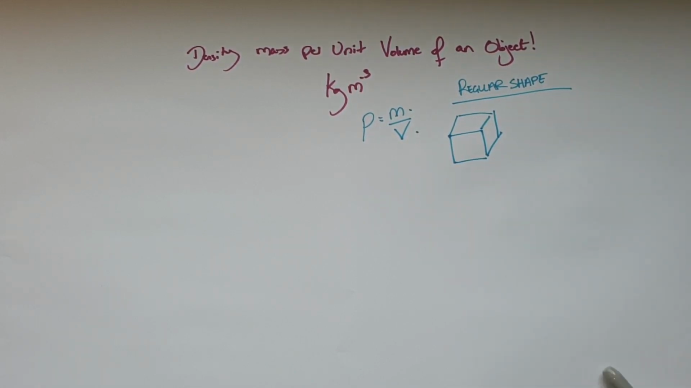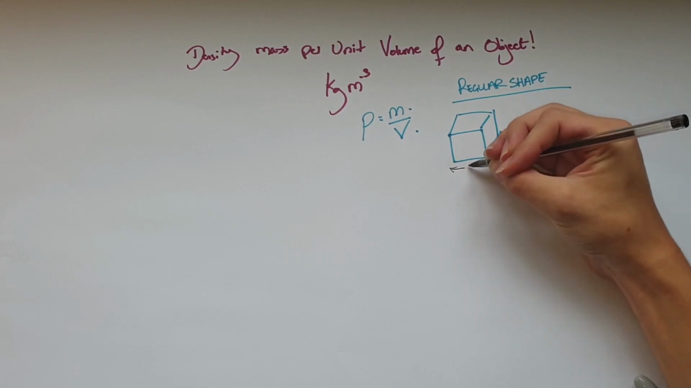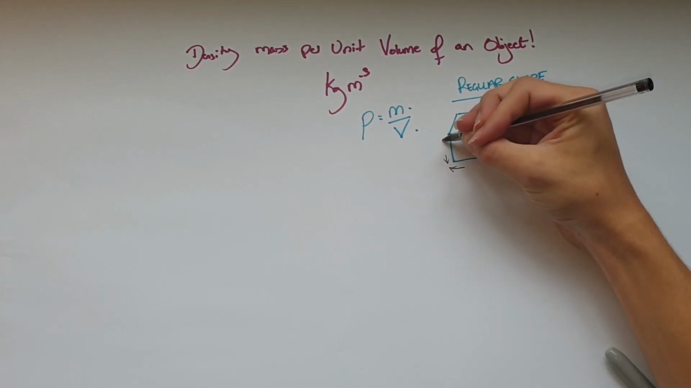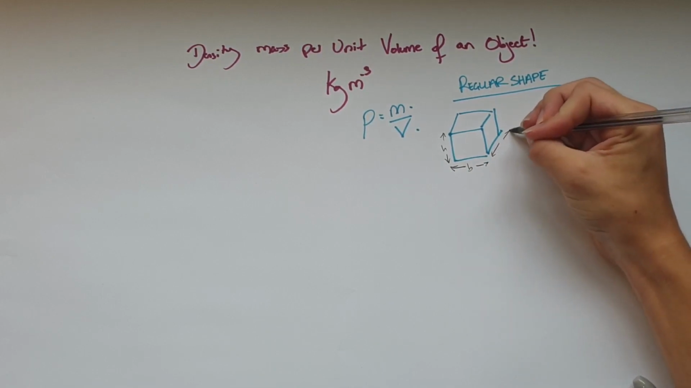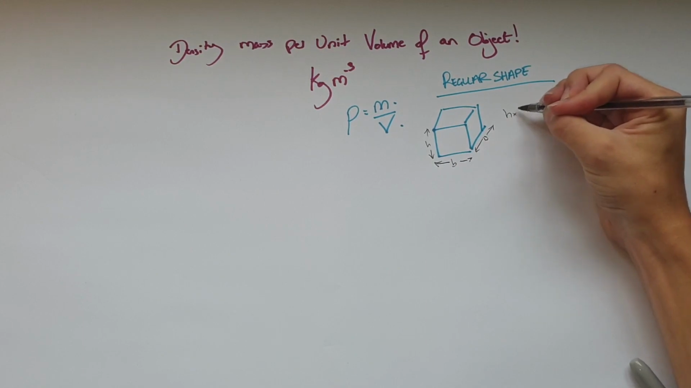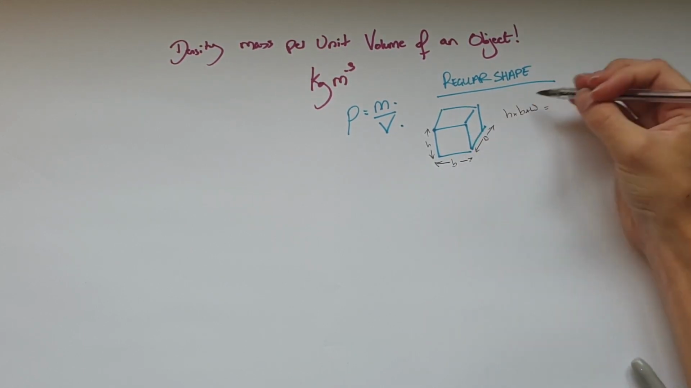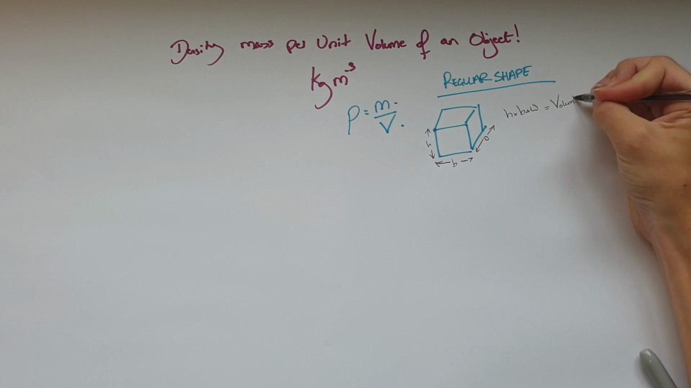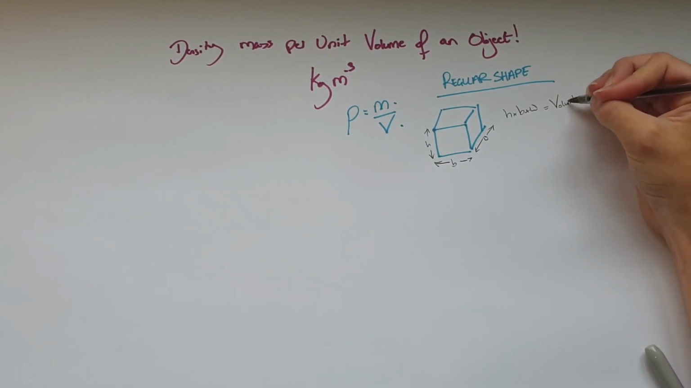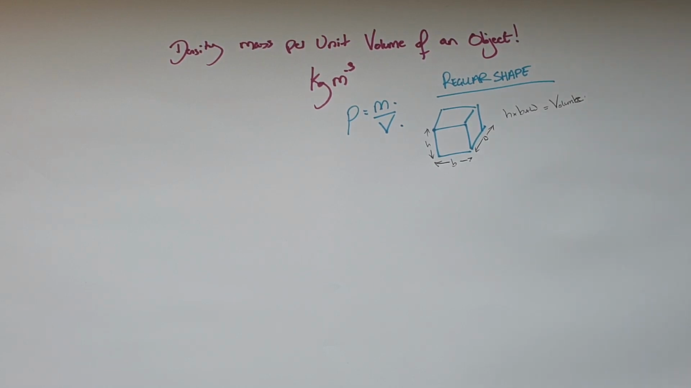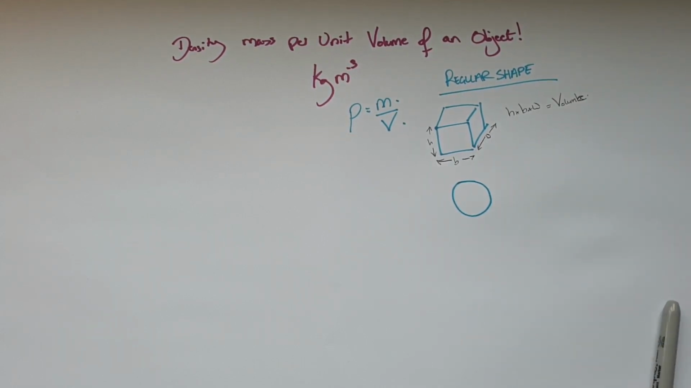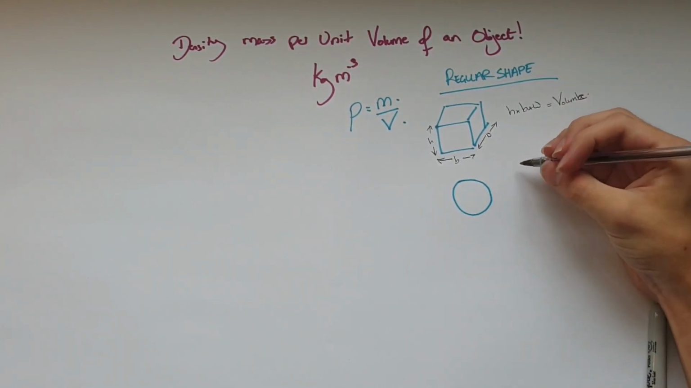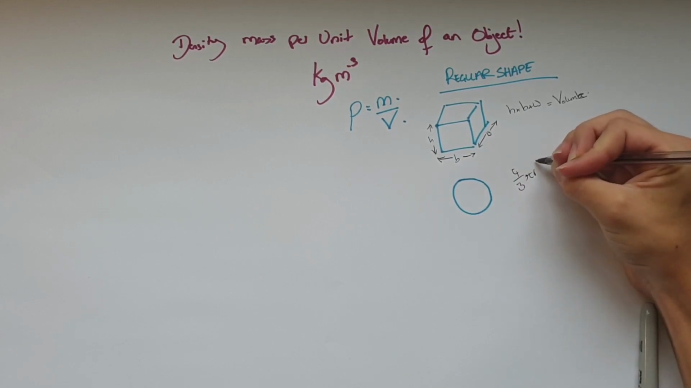The volume can be found by doing height times the base times the width, and that is pretty much just the volume of that object. Obviously it might not be just a cube. You might have a sphere, and in that case the volume would be 4/3 pi r cubed. Sorry.